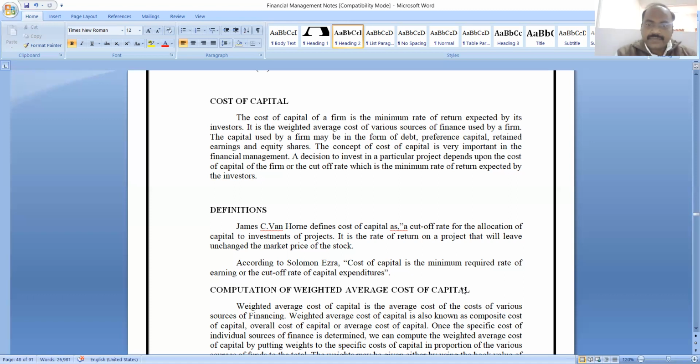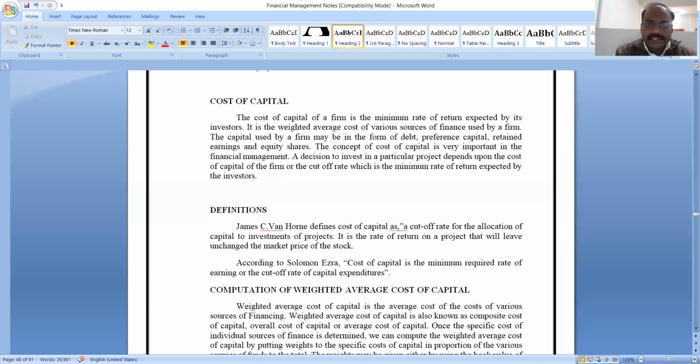Let us see the definition of it. A cutoff rate for the allocation of capital to investments or projects, and it is the rate of return on a project that will leave unchanged the market price of the stock. Since the investors are also looking upfront at what we are investing, how much we are investing and how much we are getting at the end, the price of the stock should be unchanged, or rather it should increase. Another definition: cost of capital is the minimum required rate of earning or the cutoff rate of capital expenditures.